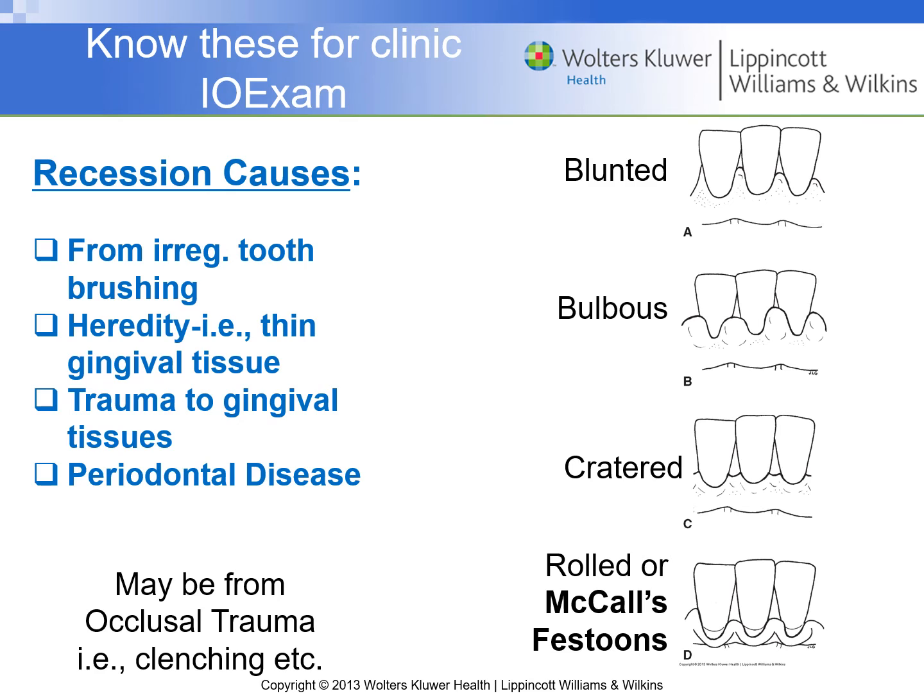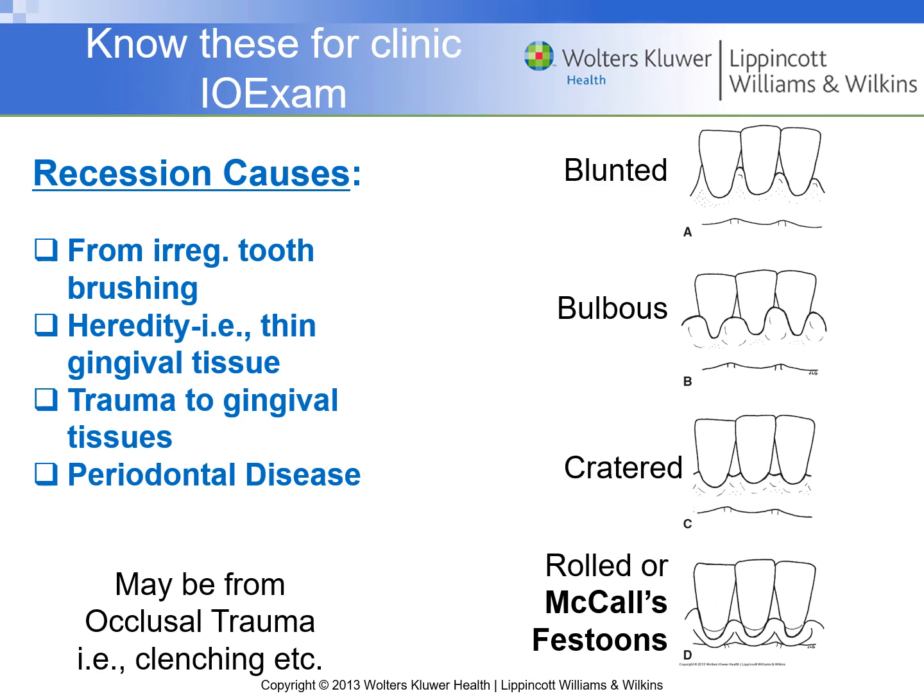The intraoral exam in our clinic, we look at recession and we try to figure out what the cause is. Is it from irregular toothbrushing, like really hard? Is it hereditary? Some people have really thin gingival tissue that is hereditary. Is it from trauma, some kind of trauma to the gingival tissues? Or is it from periodontal disease, which we need to address? So it may even be from occlusal trauma. People that clench and grind their teeth can have bone loss and recession of the gingiva.